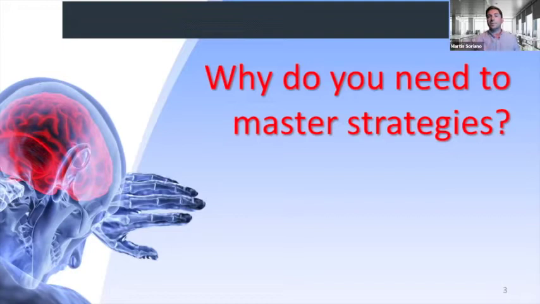Why do we need to master strategies? People keep asking me, especially students, are these strategies teachable? Because when I studied interpretation back in the 90s, this was not taught. Now, the multitasking nature of interpretation imposes severe cognitive demands. These constraints force us to engage in competitive activities with the multitasking.